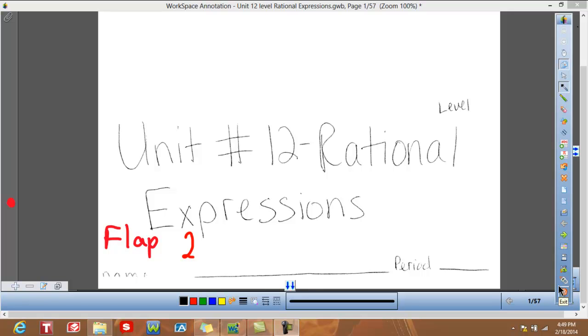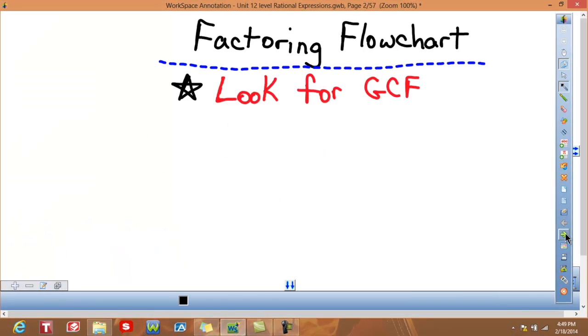We continue Unit 12, Rational Expressions, with Flap 2 in our foldable. We start with a factoring flowchart. It is very important that we know how to factor because that is the key to rational expressions, factoring. The first thing we need to look for is a GCF, a greatest common factor.